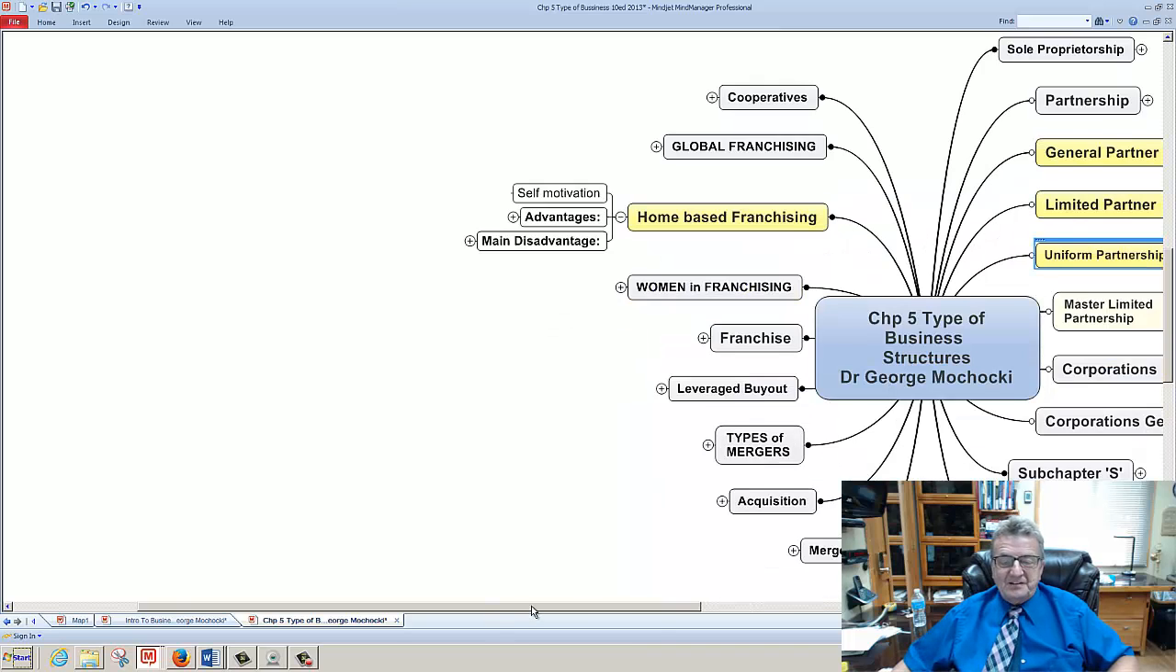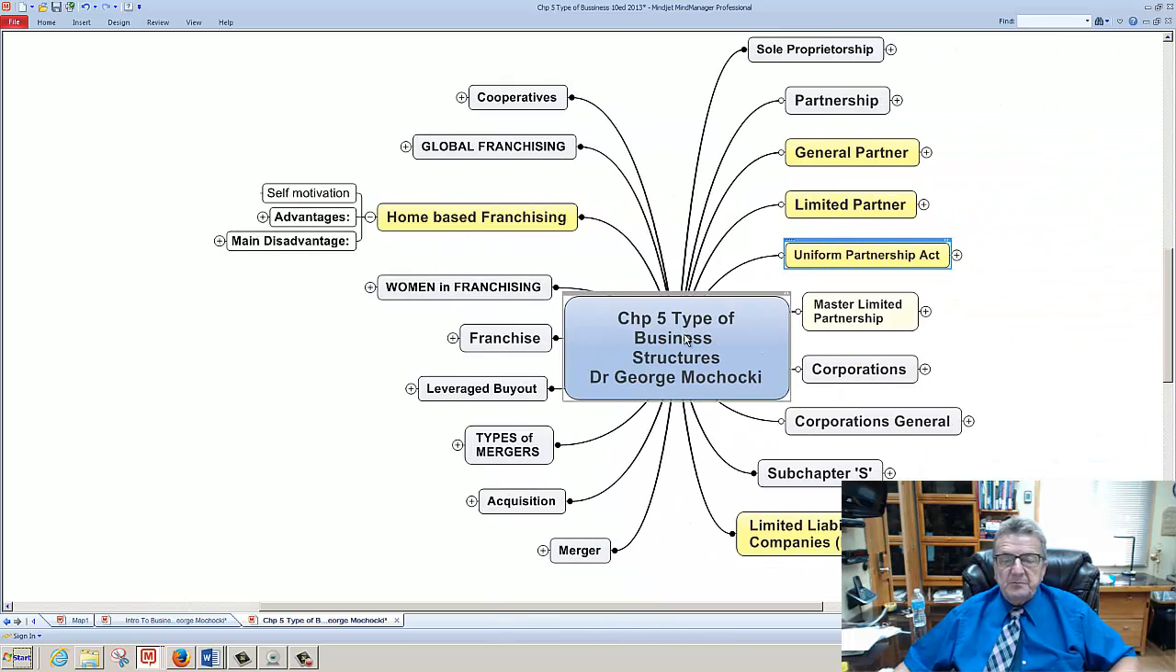All right. So that takes care of Chapter 5, Types of Business Structures, for my Introduction to Business class. Read the chapters, look at the PowerPoints, look at the Connect, do the Connect homework assignment, look at the publisher's website, and you should be all right. So this is in a nutshell.